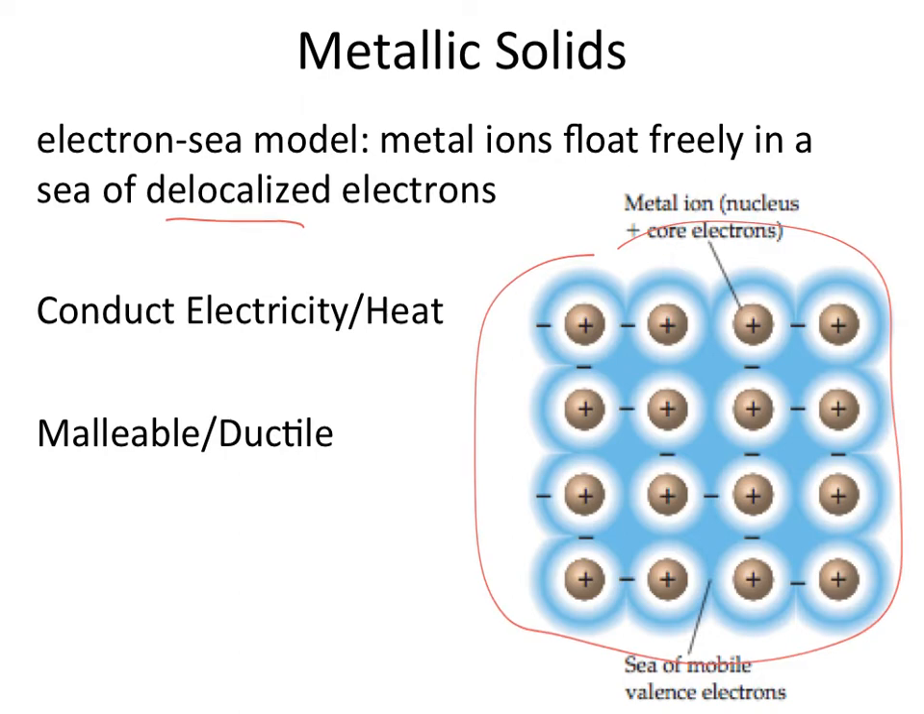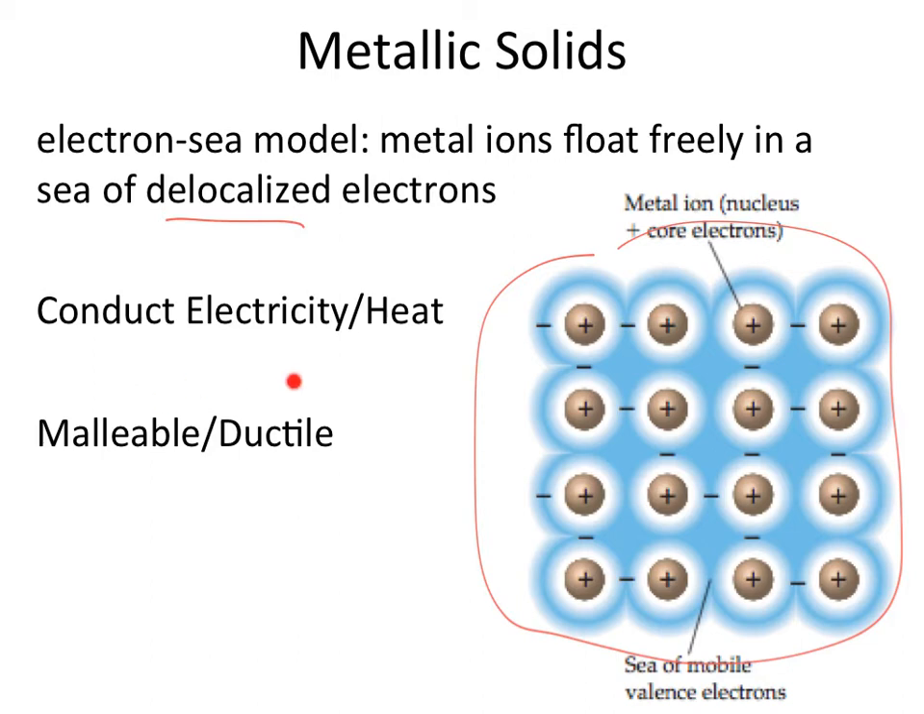Okay, the ability to conduct electricity and heat. So when we apply electrical current, the electrons don't have a problem moving through the metal, because the electrons are just floating randomly anyway. Heat works in that same way. These delocalized electrons allow that heat energy to be transferred through in a very easy way.